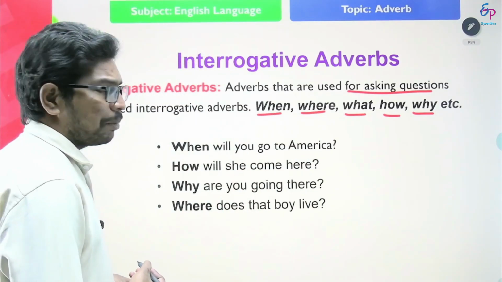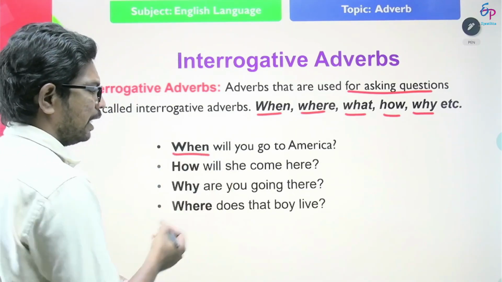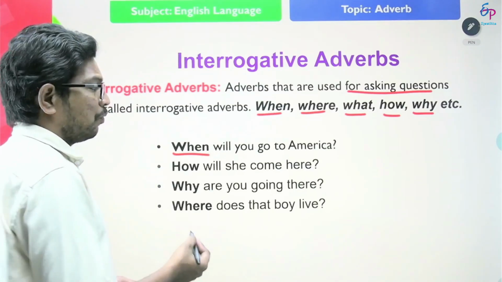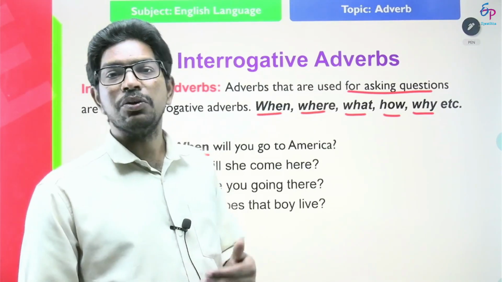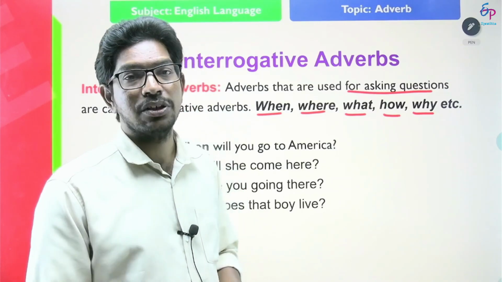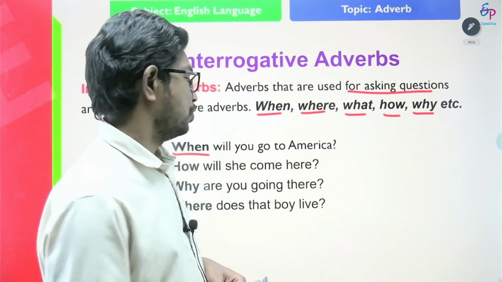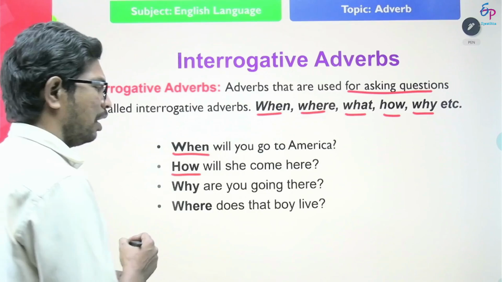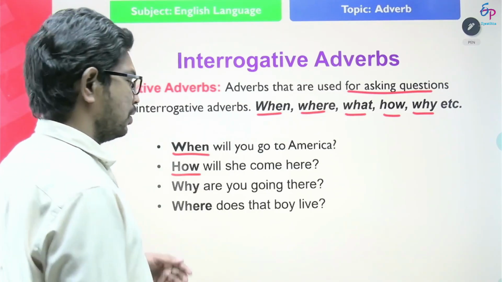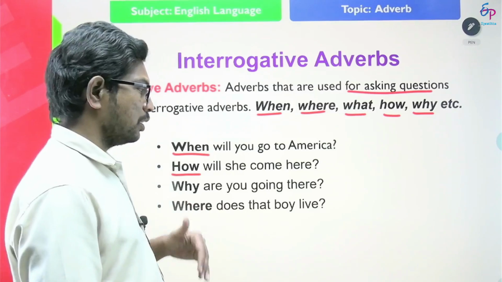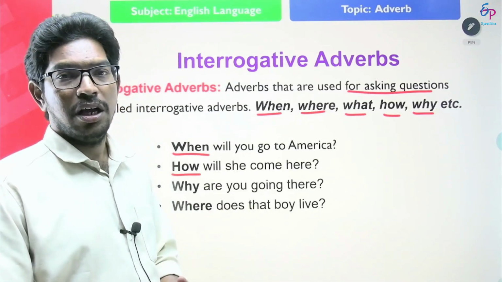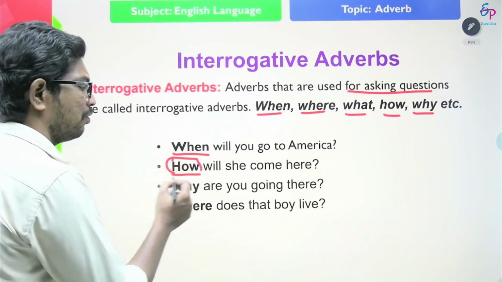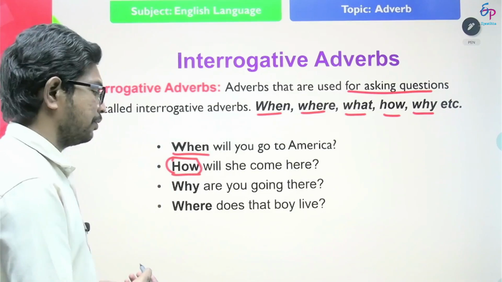When will you go to America? Here when is an interrogative adverb that is used to ask a question. It is asking when that action will happen. Look at another example. How will she come here? The word how is used to ask the question how the action happens. It is an interrogative adverb. It is showing how the action happens.